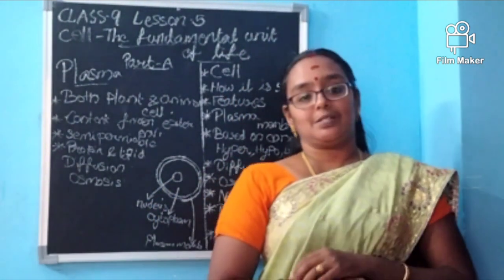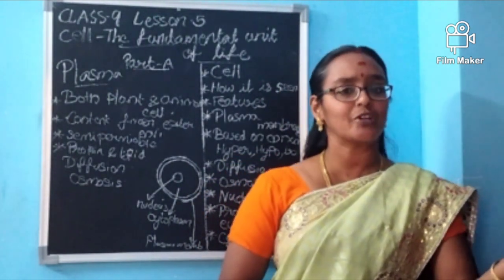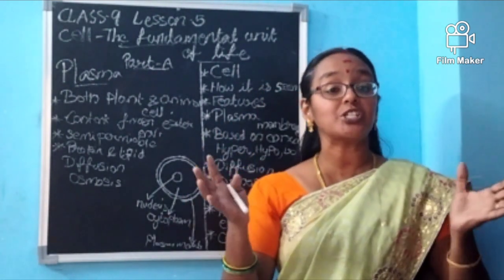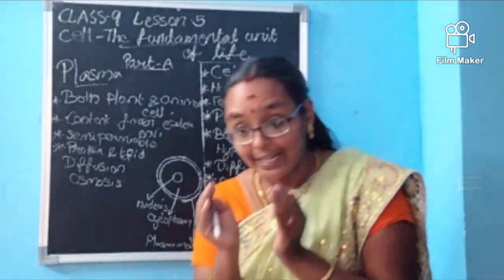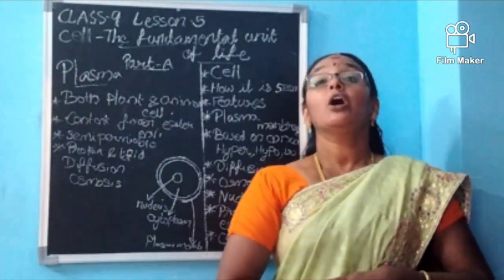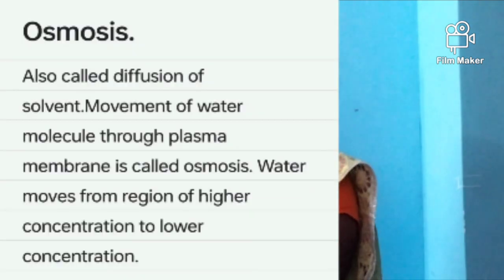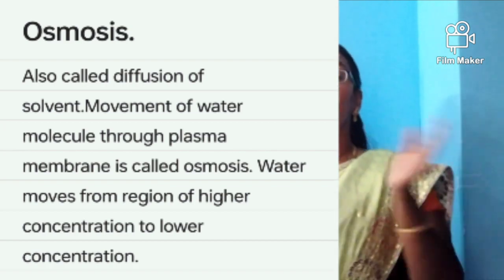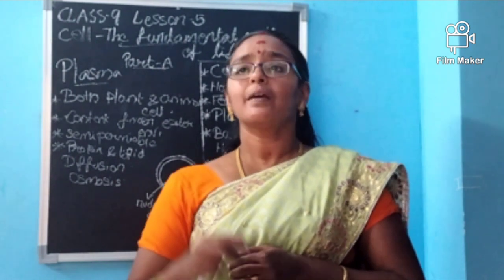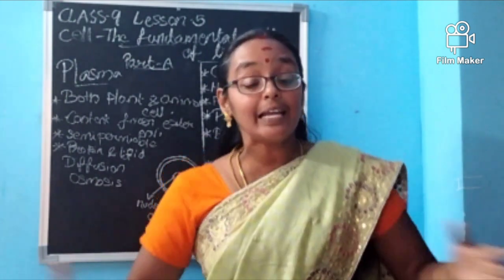What is this? Osmosis. Movement of water. The same thing, from higher concentration to lower concentration. Water can enter if the concentration of water inside the cell is low compared to that of outside. The water will be expelled out if the cell has more water compared to outside. This function is done only by the plasma membrane. Will the cell absorb water? How will the cell release water?